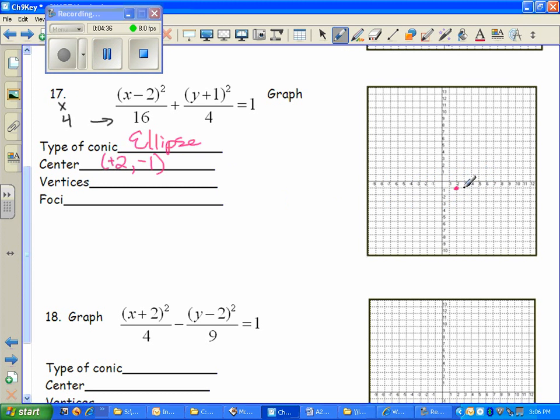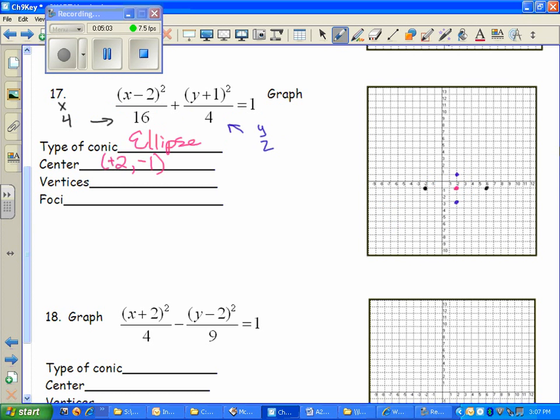I'm going to move 4 to the right and 4 to the left. So 1, 2, 3, 4 to the right, and 1, 2, 3, 4 to the left. That's because of the square root of 16 being 4, and that was under the x. Underneath the y, I have a 4, so my y value is the square root of 4, which is 2. That makes my vertical movement up 2 and down 2.